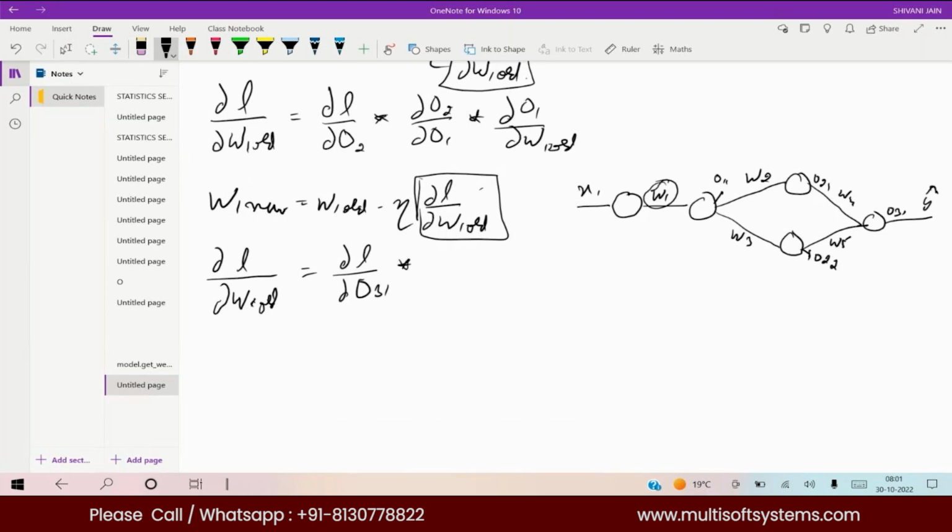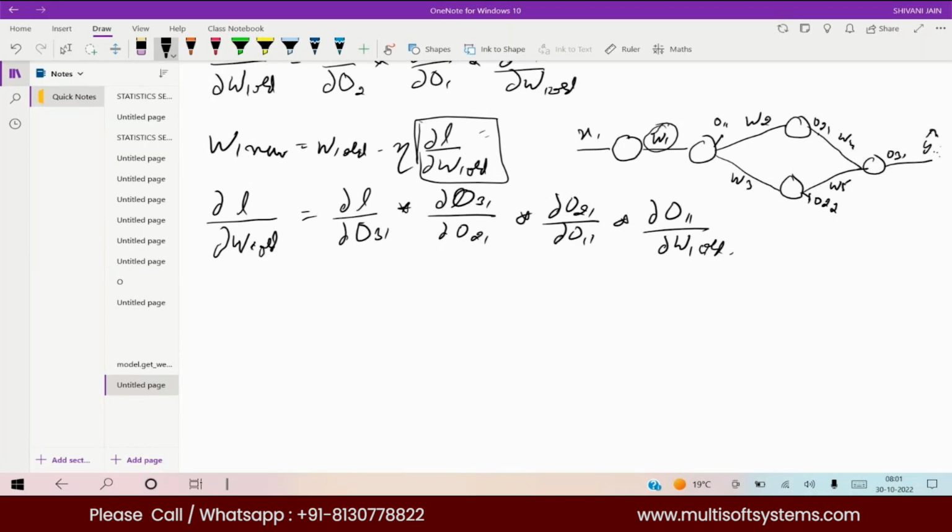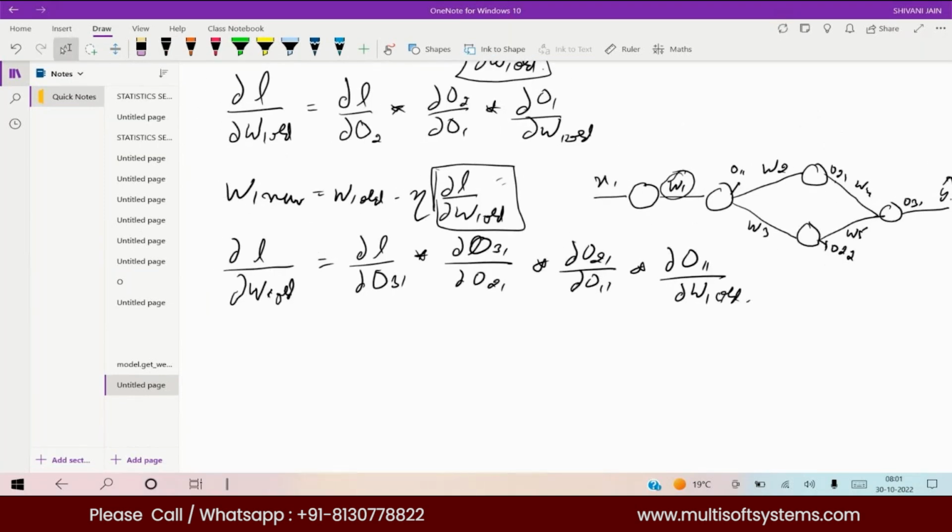Calculating the derivative of loss. And where is the loss? Loss is at the end. So, derivative of loss divided by derivative of O31. Now O31 is dependent on what? O21 and O22. O21 is dependent on O11, and O11 is dependent on W1, which we have to calculate. This is W1 old.